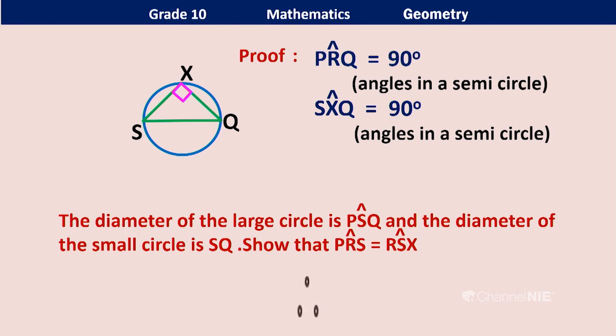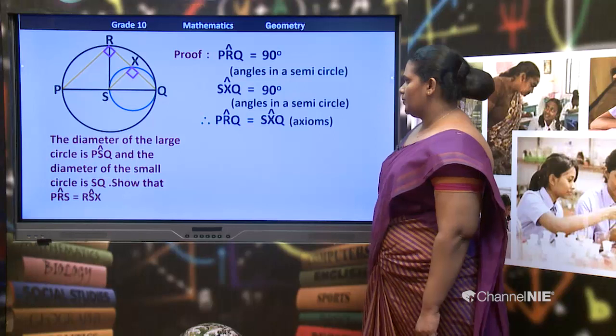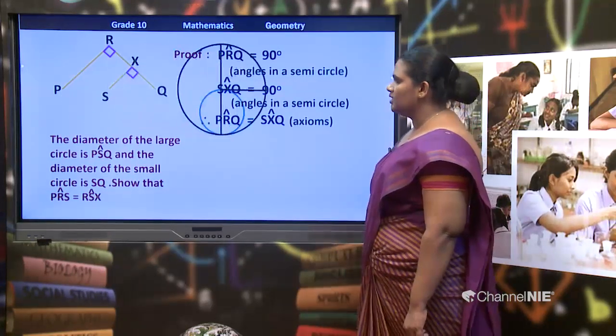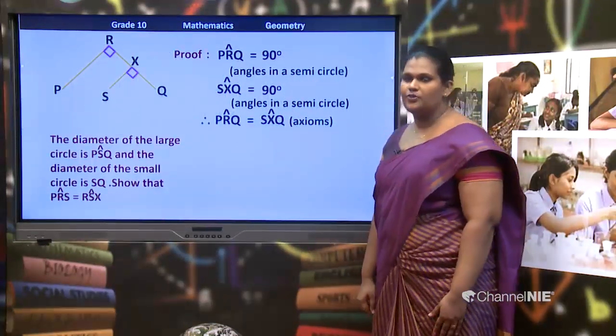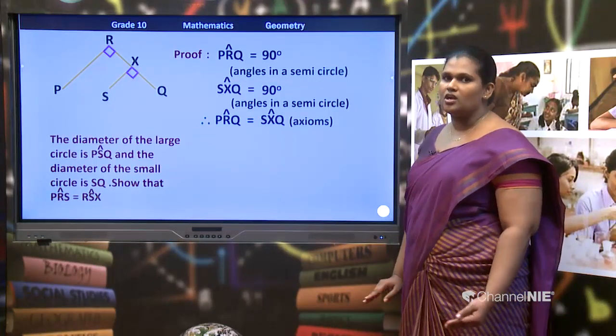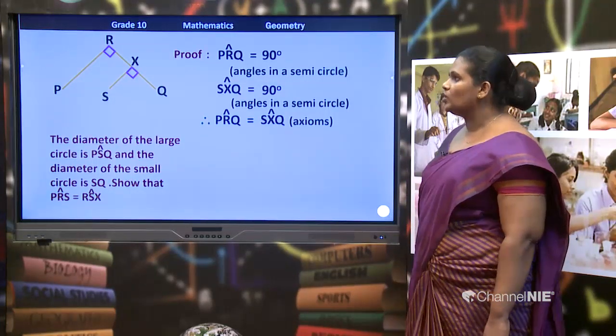Now, we have got two relationships, both are equal to 90 degrees. Therefore, we can say angle PRQ is equal to angle SXQ. We can get this relationship using the knowledge of axioms. Now we will consider another part of this figure. Once again, I have taken a part of it to make it much easier.